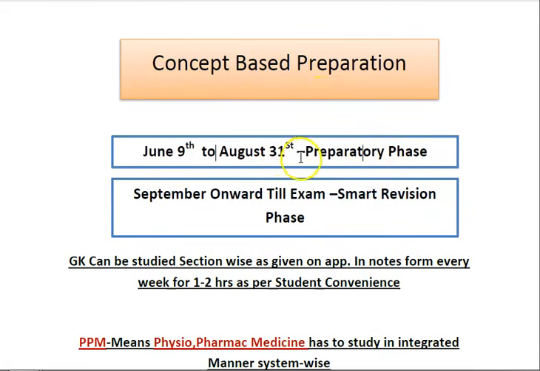Now, dear students, we normally divide preparation into 2 phases. The first is the preparatory phase, which goes around 80 to 85 days. Then comes the smart revision phase for the last 1 to 1.5 months.